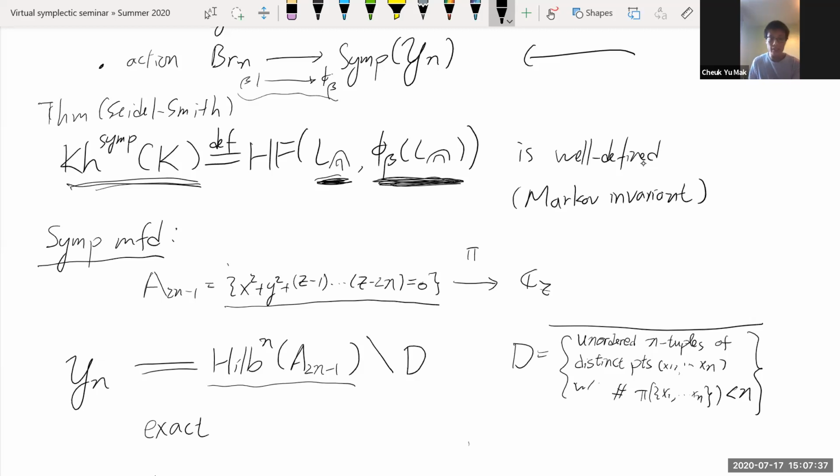The Hilbert scheme is a resolution of a symmetric product, so most of the points in the Hilbert scheme can be regarded as unordered n-tuples of points in the Milnor fiber. And the divisor is all the unordered n-tuples of distinct points x1 up to xn, such that the cardinality of the projection of this set is strictly less than n. Here pi is this pi. And this is an exact symplectic manifold, so the Lagrangian Floer cohomology can be easily defined.